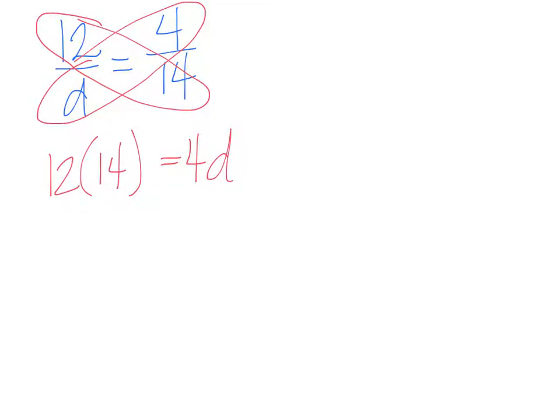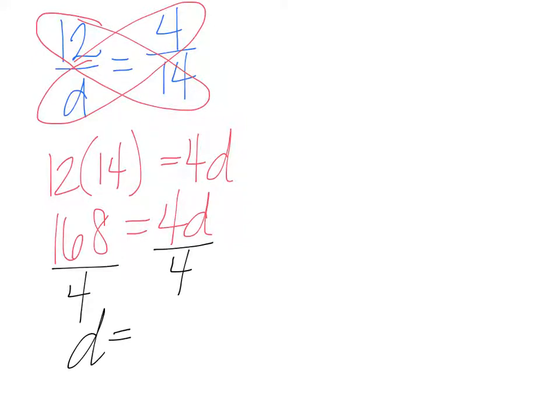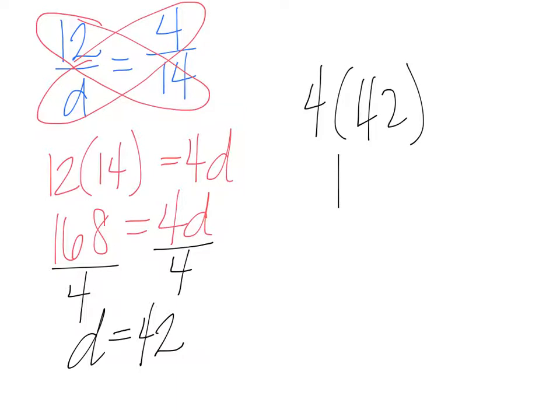Now, like you've done in the past, we're going to solve using inverse. So 12 times 14 is 168, which equals 4d. Now I want to get d alone, so I need to use inverse. The opposite of multiplying is dividing. So I'm going to divide both sides by 4. So d equals 42. If you were to go back and plug in 42 for d, 4 times 42 would equal 168, which equals 168.